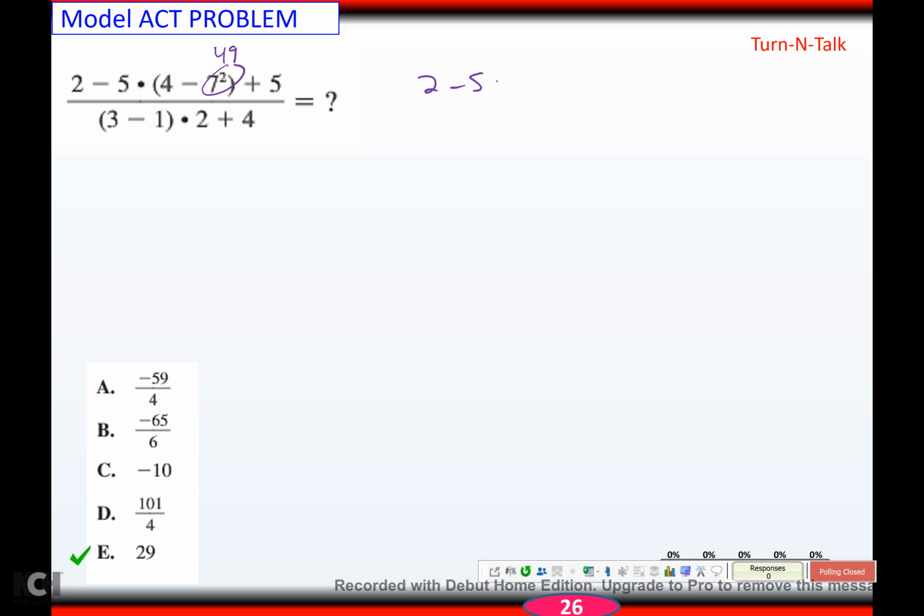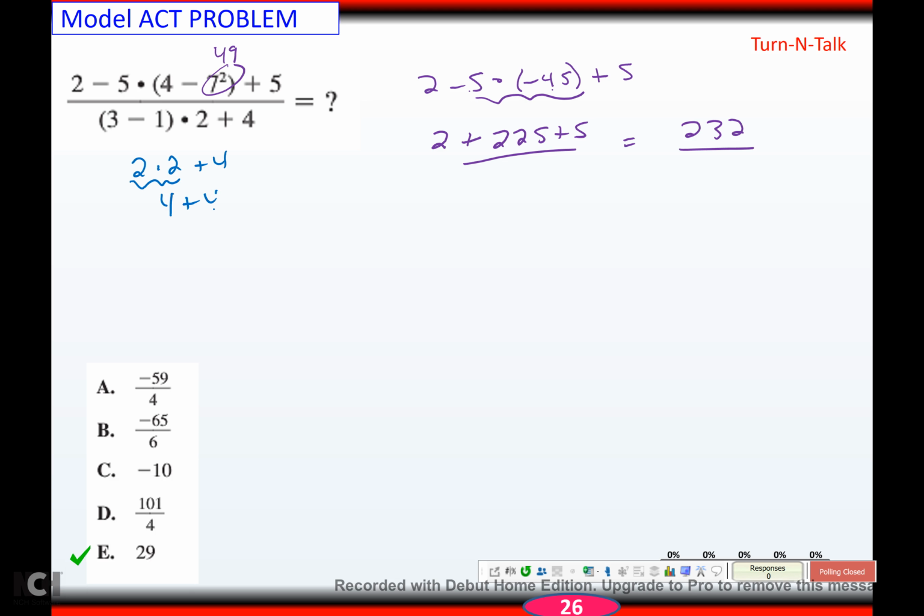4 minus 49 would be a negative 45 plus 5. We got to multiply next. So I have 2. A negative times a negative is going to be a positive 225 plus 5, which is going to give me 232 on top. On bottom, I have 3 minus 1, which is 2. Multiply next is 4. Add next is 8. And 232 divided by 8 is 29.